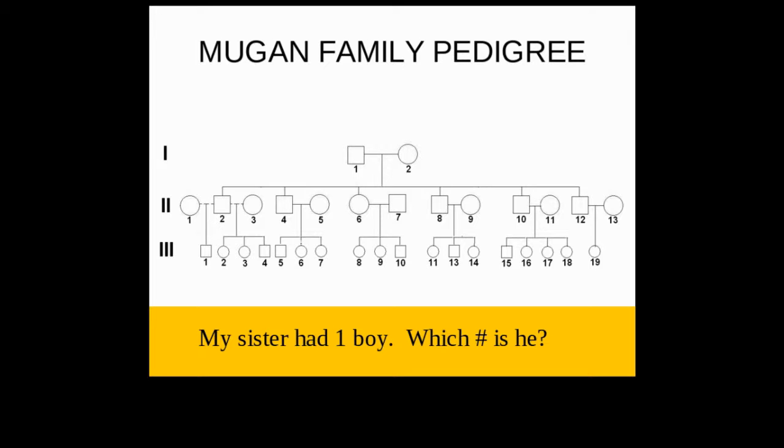Individuals 1-1 and 1-2 are my parents. All of these individuals then that are directly connected are my siblings. This is my sister. She had one boy. He is individual 3-10.